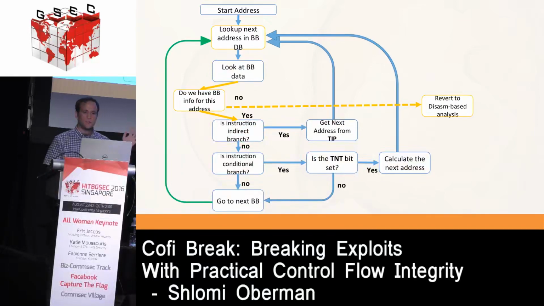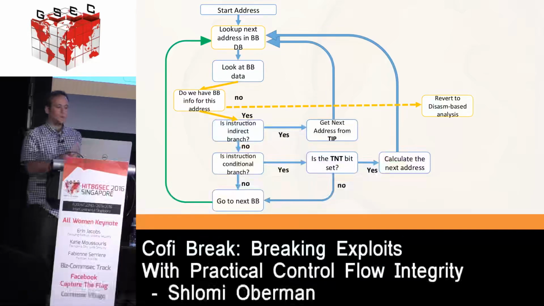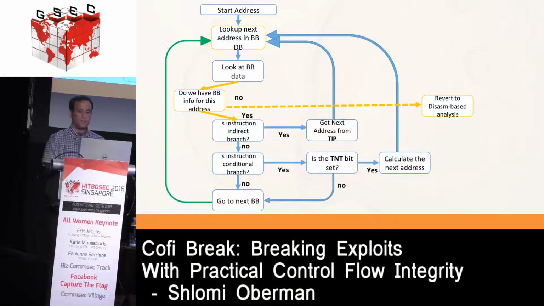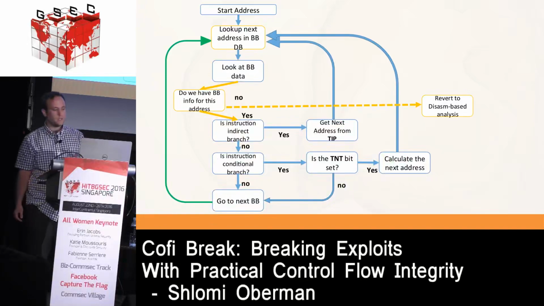Everything you see in orange has been added since the last analysis. We take the start address, we look for our next address in our basic block database or in our basic block graph. We look at this specific data, we analyze it, and if we have basic block information for this address, we continue as we continued before. We look at this address. Is the last instruction of this basic block an indirect branch, right? So we're only dealing with the last instruction of every basic block. If we don't have this basic block in our graph, we'll be moving back to this assembly-based analysis, which is the slower analysis. But we'll only do this very rarely.